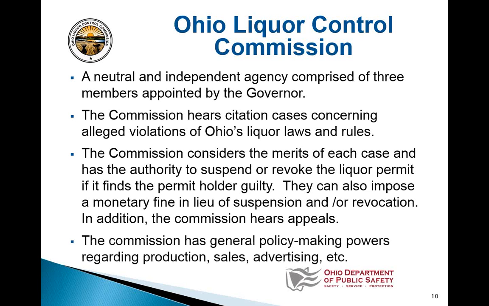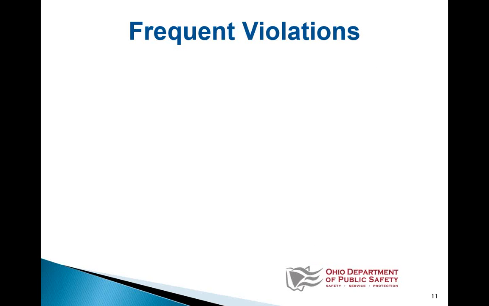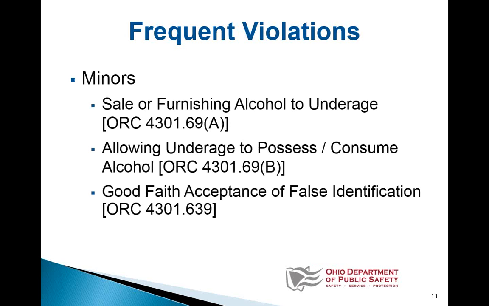So now that we've talked about the 4 agencies involved, let's talk a little bit about some of the frequent violations that are heard before the Ohio Liquor Control Commission. One of the biggest areas are minors violations. There are basically 2 violations that we will issue against a liquor permit holder, and those would be the direct sale or furnishing of alcohol to underage individuals, or allowing underage individuals to possess or consume alcohol within their permit premises. So those are both administrative violations we can issue against the liquor permit, as well as criminal offenses that we can arrest the violators for as well.